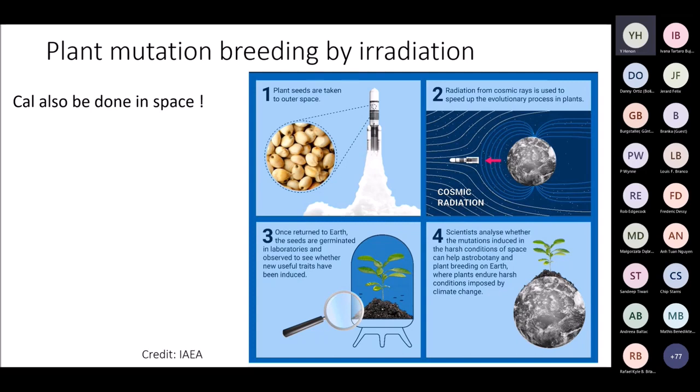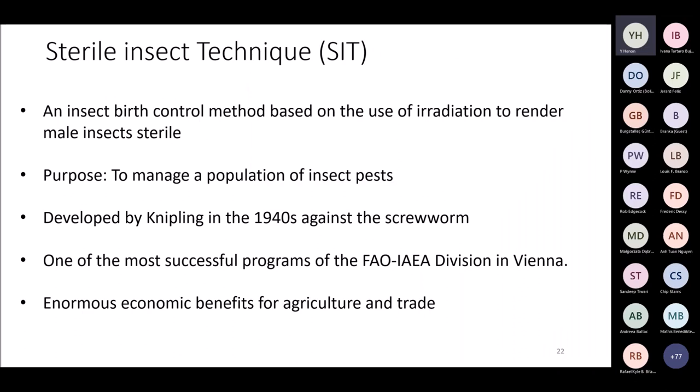Mutation breeding, interestingly, can also be done in space. You know, there were experiments taking different seeds in rockets and bringing them back on Earth, to see if there would be interesting mutations. Also interesting because in outer space there is a lot of radiation around, so mutations appear at a higher rate than on Earth.